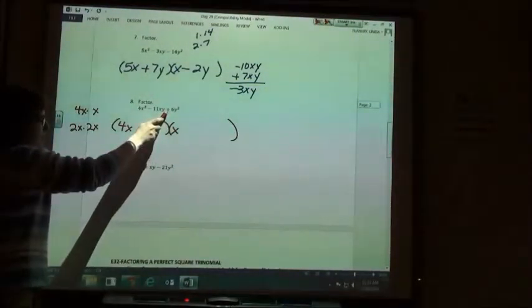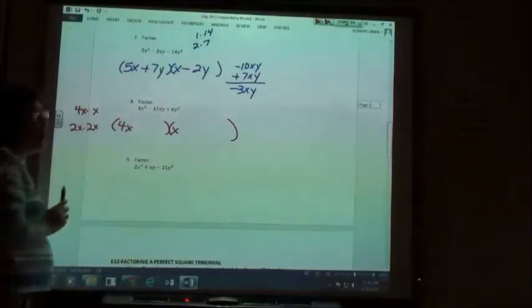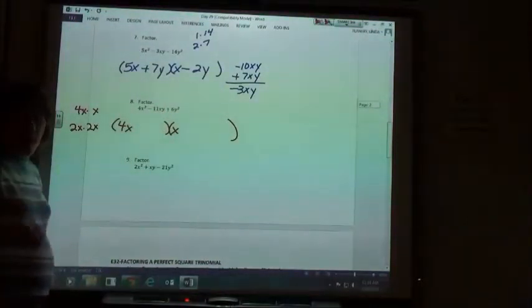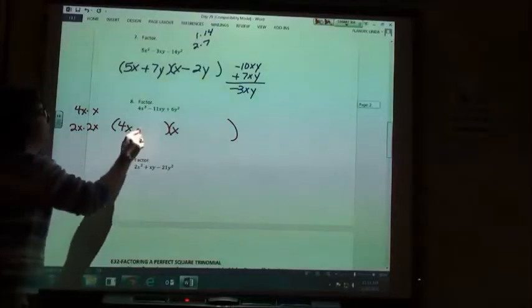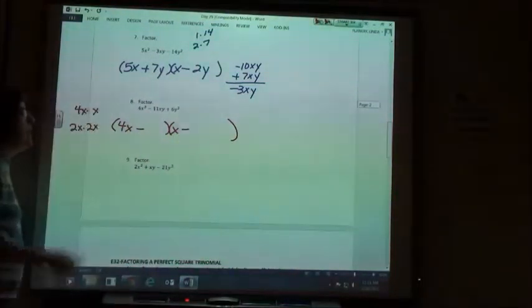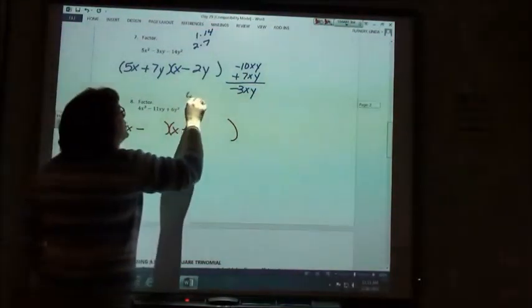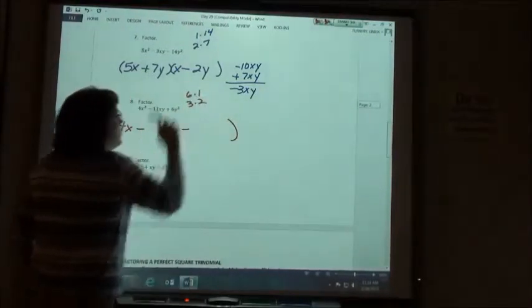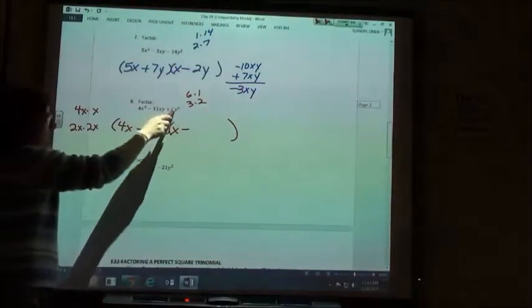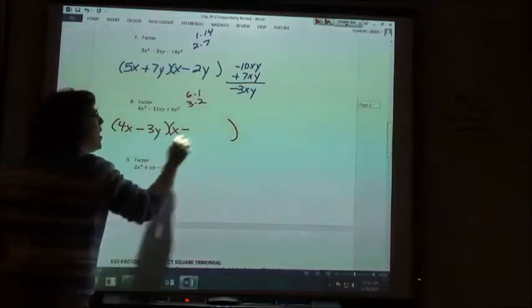My end is a positive. I know I have either both pluses or both minuses. I look at the middle, tells me they're both minuses. Factors of 6y squared, so 6 and 1 or 3 and 2. Again, I got to make sure I put the y with those. So I'm going to put 3y and 2y.